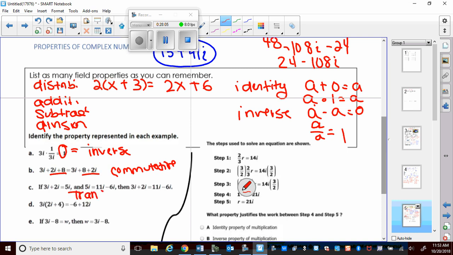Just those if-then statements. Third one is distributive. Fourth one is distributive. And E is commutative.